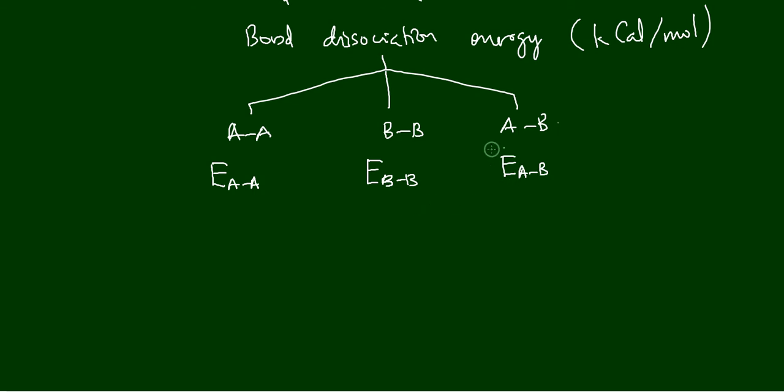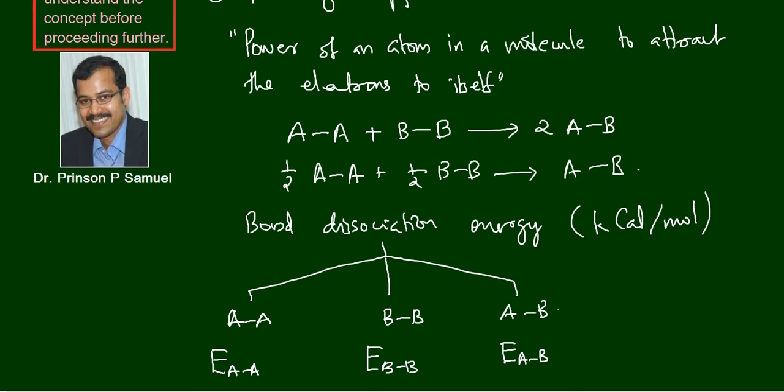Okay, obviously we can think that the bond dissociation energy of AB is greater than the average of the bond dissociation energies of AA and BB, because AA and BB react to give AB. So when a reaction happens, some energy should be saved, or a reaction always happens to get a more stable molecule, right? So AB is expected to be more stable than AA and BB.